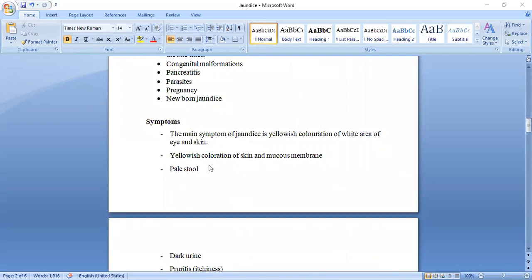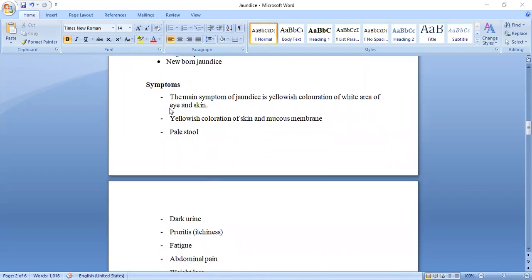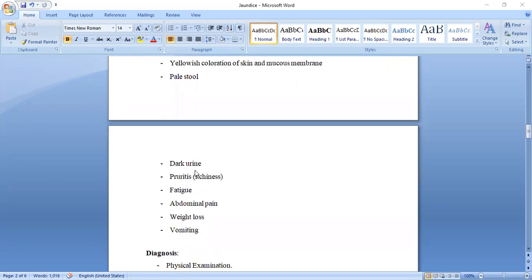Now symptoms. What symptoms are there? Eye, skin, everything is yellowish in color. The white area of the eye, the sclera, will be yellowish, and the skin also. Because the bilirubin and biliverdin pigments are yellow in color, there is yellowish coloration of the skin and mucous membrane. Pale stool, dark urine, dark yellow coloration of the urine.